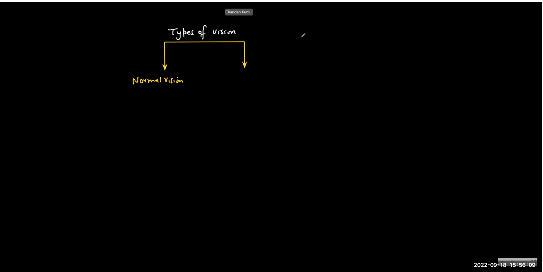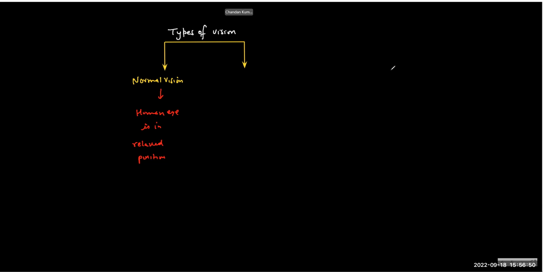And what happens in the case of normal vision? The human eye is in relaxed position. When the human lens is in the relaxed position, you look at very, very distant objects. The only time the eye is stressed is when you're looking at objects which are very close to you.